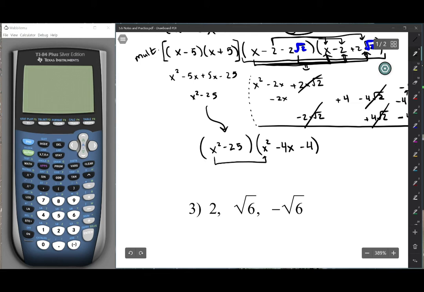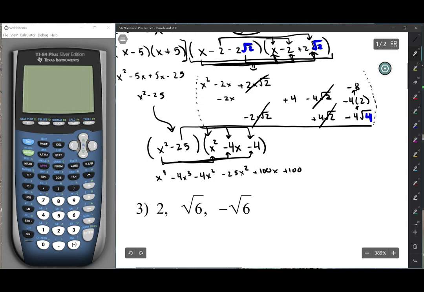X squared times x is x to the 4th. Going to the next term, minus 4x to the 3rd, then minus 4x squared, minus 25x squared, and then plus 100x, and then plus 100.